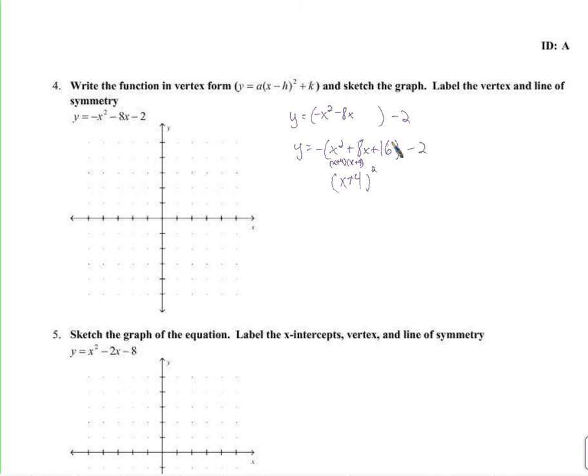So what I've done is I have added 16 in here, but this is inside of parentheses that's being multiplied by a negative. So what's this really worth? It's really worth a minus 16 on this right side of the equation. So I need to balance that minus 16 with a plus 16. All right. And then I'll have my negative x plus 4 squared minus 2 plus 16. That's going to be plus 14. So the vertex is at negative 4, 14.